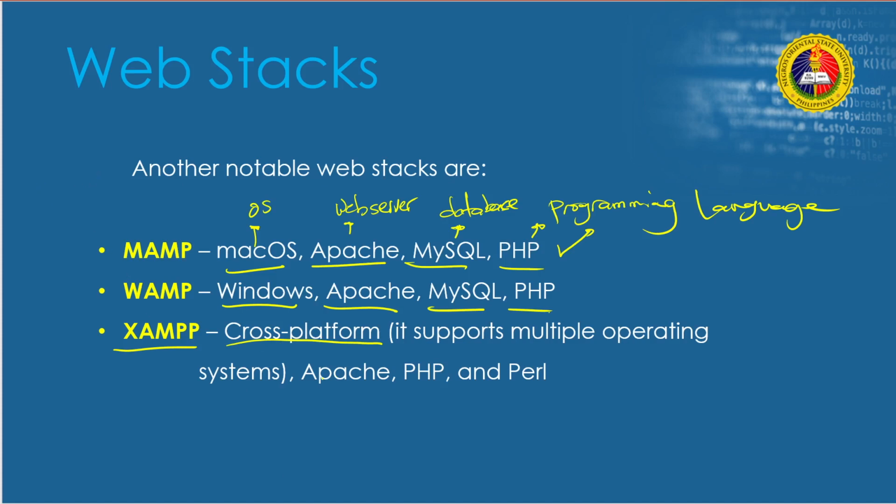Then A stands for Apache, that is the web server. The double P stands for PHP and Perl. M is MySQL, and also MariaDB. MariaDB is another database server. PHP is the programming language, as well as Perl. So that's why we use XAMPP, because it's more versatile. So, that's it.